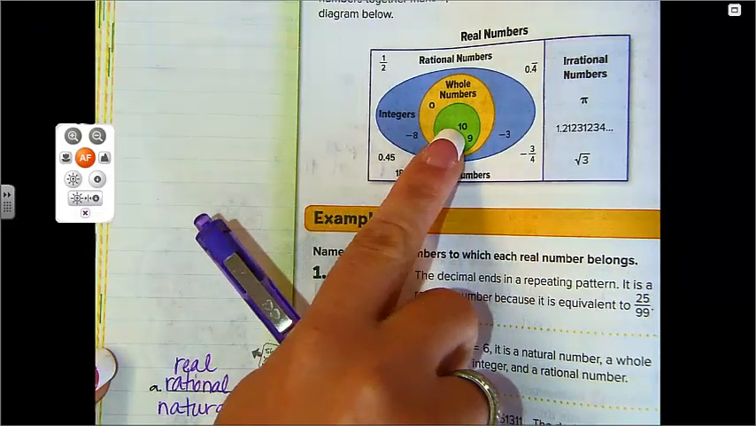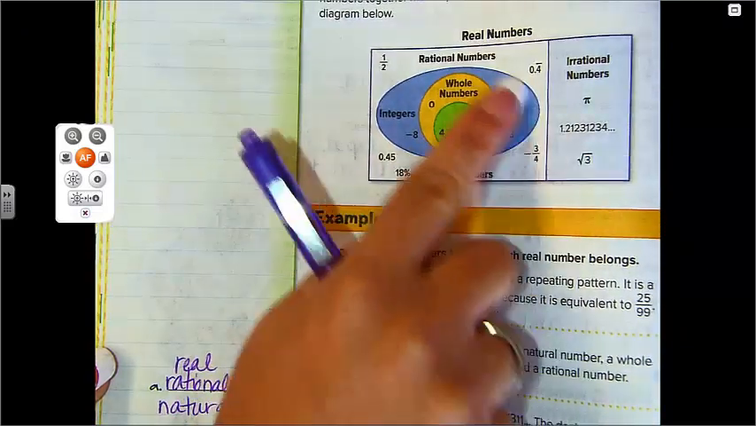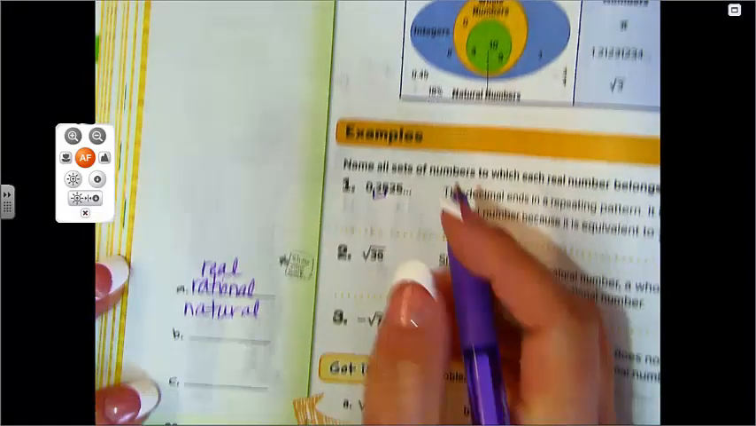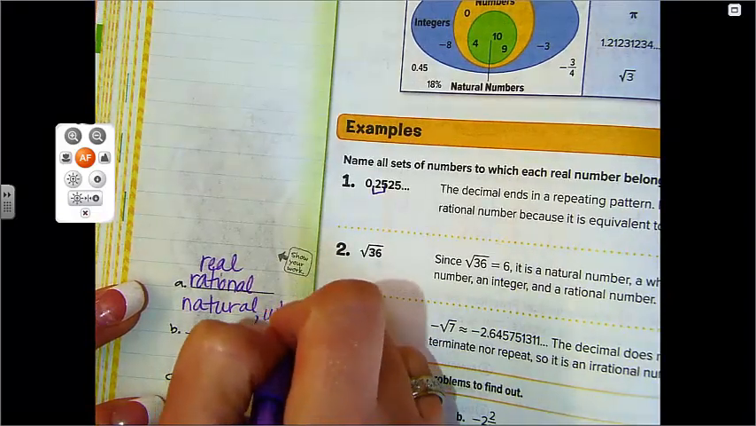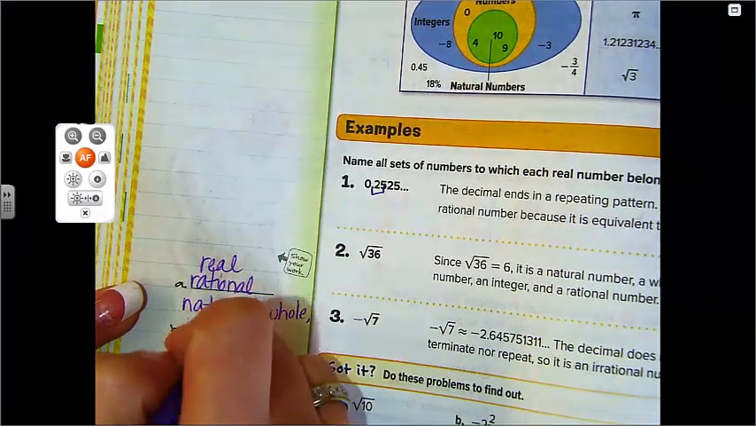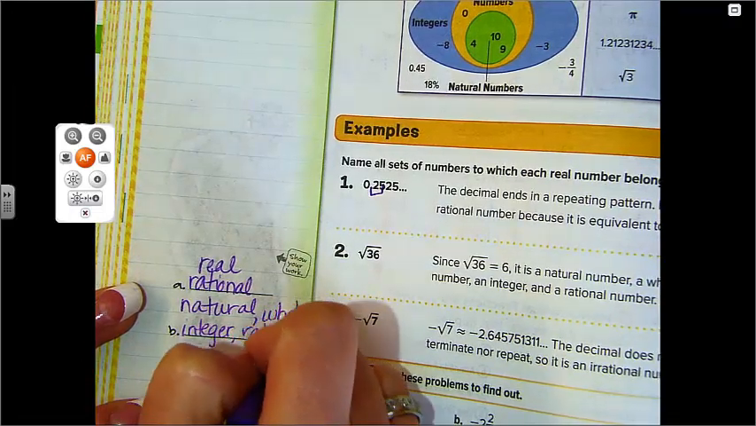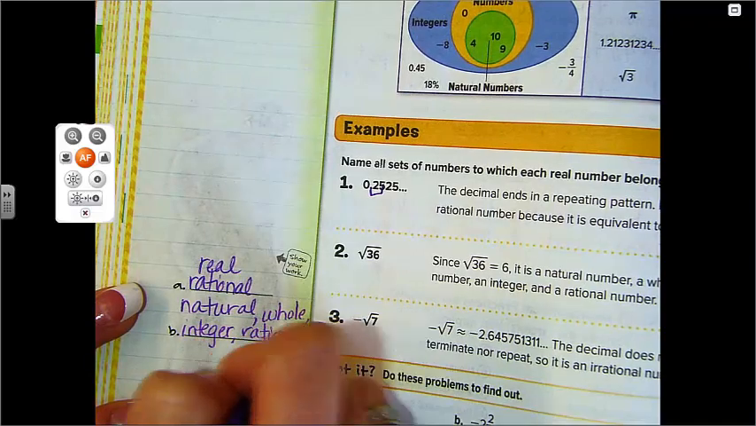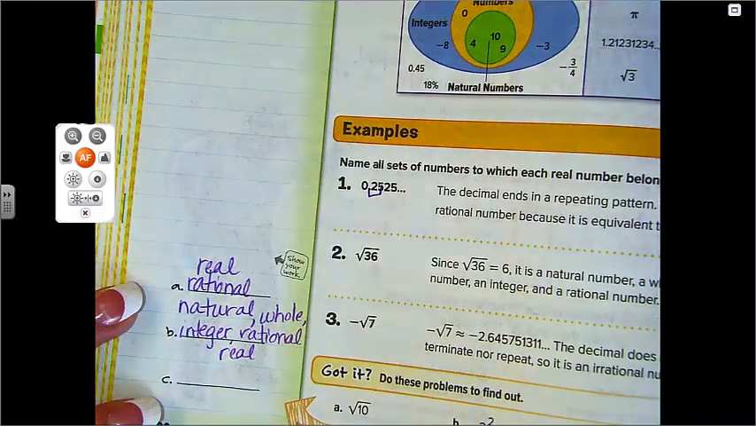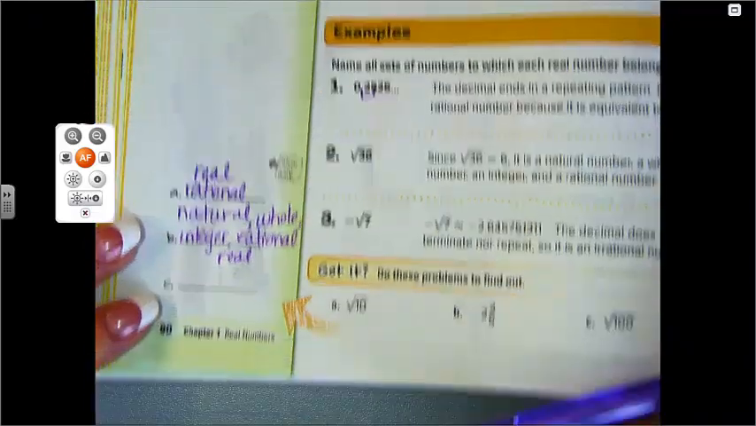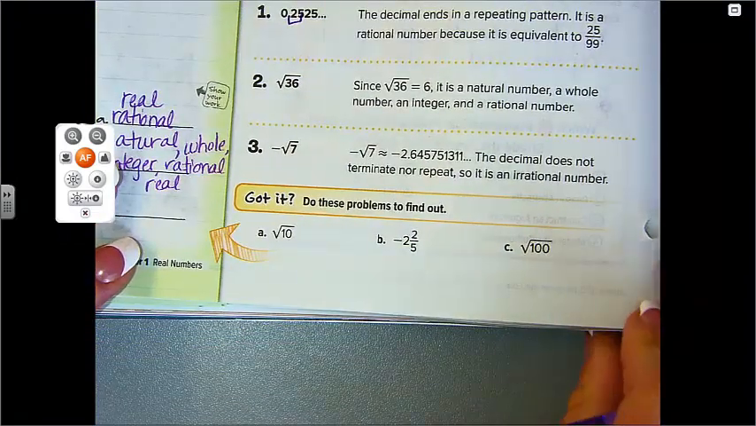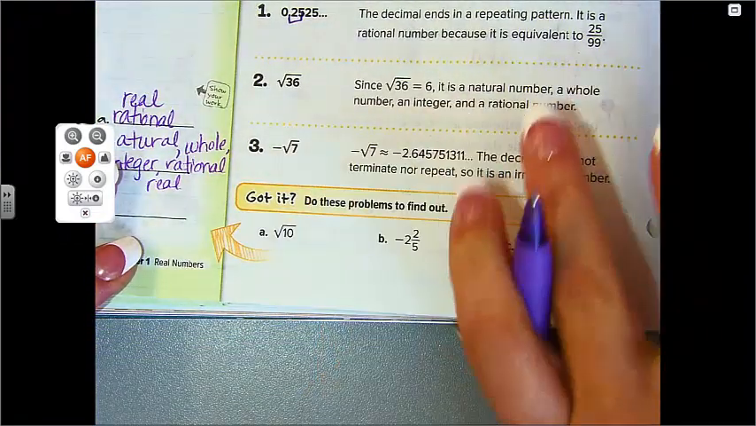And then since it starts at the very end, it also includes all of these on the outside. So it's rational, whole, integer, rational, and real. Okay? Go ahead and do A through C and see if you can figure those out on your own. Stop the video and figure those out.